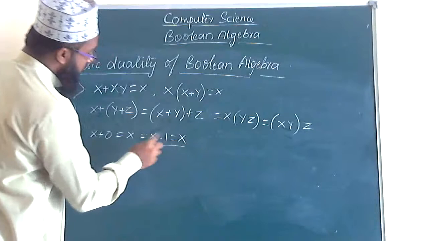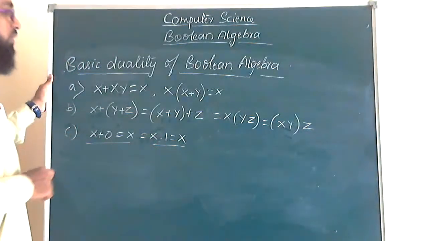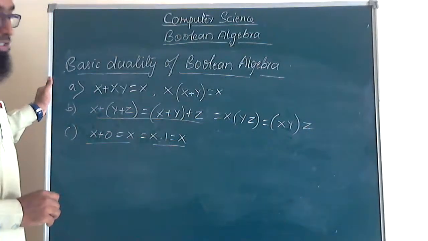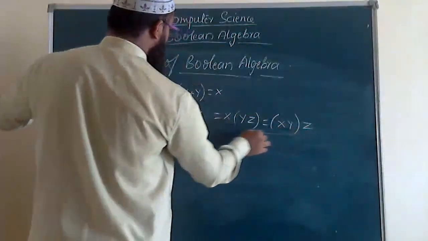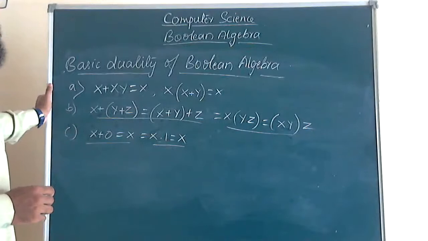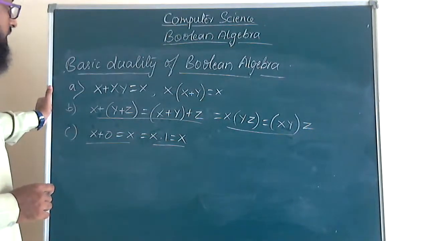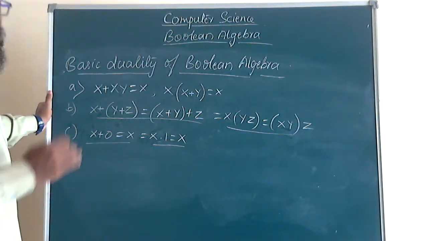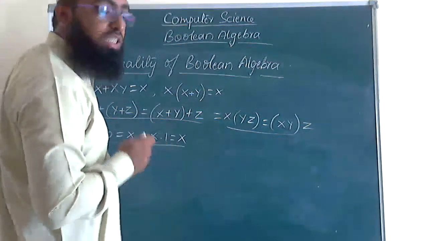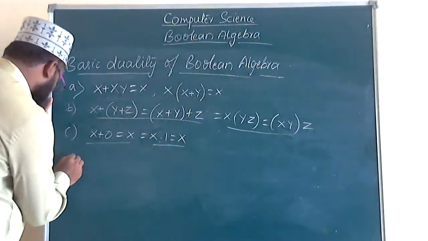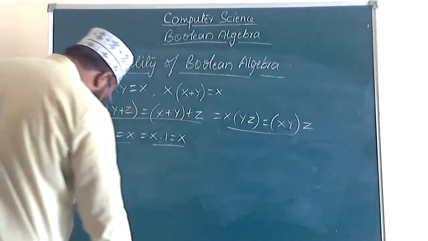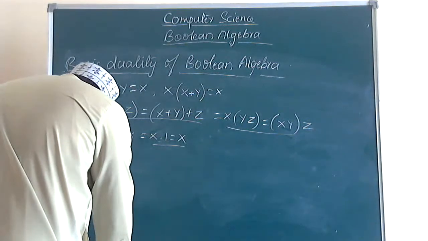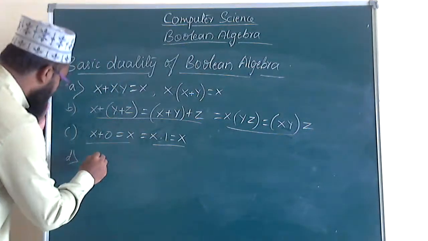This is also the principle of duality. This is also principle of duality. Okay, what is this? Associative law. This is also associative law. Like this, we can change any expression into its dual form. Now I will take one more example. So that you understand, I will take one more property of zeros and one.